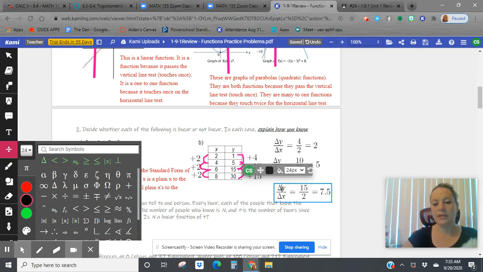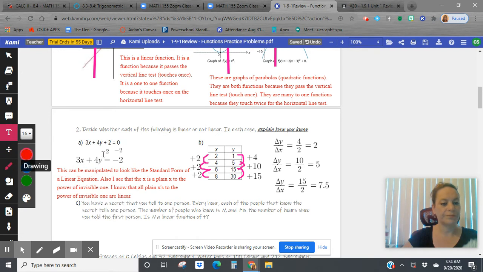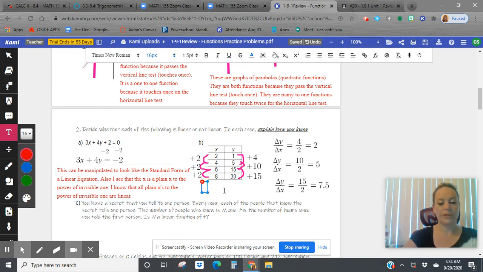Since these are not constant, they do not come out to the same slope, the same change in y over the same change in x, we will say this is not linear because it does not have a constant rate. Notice the work that I show to prove that it was not linear.